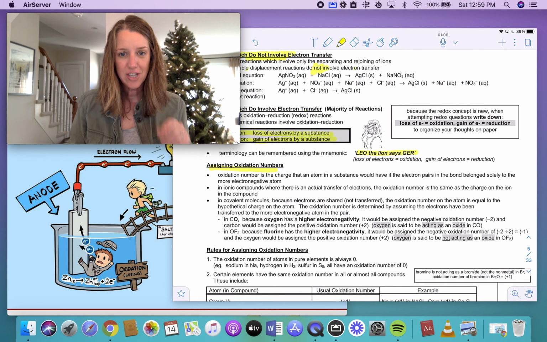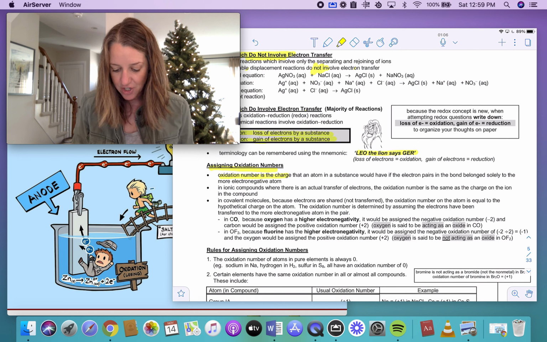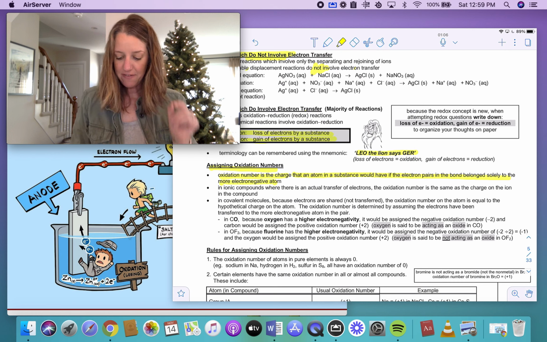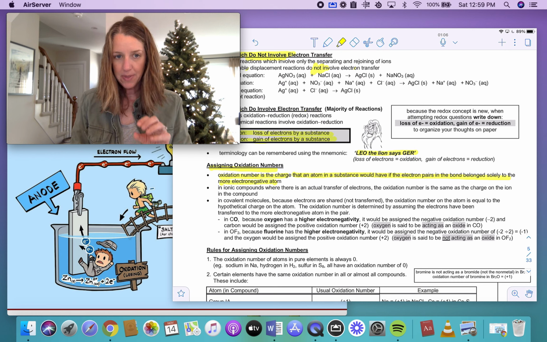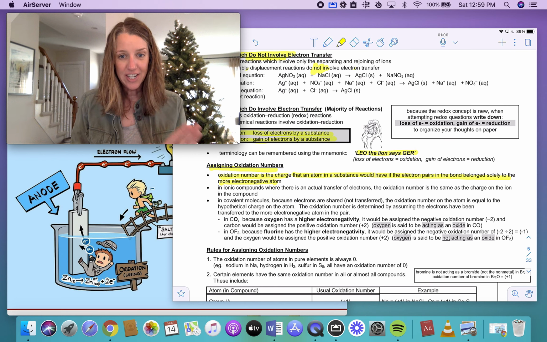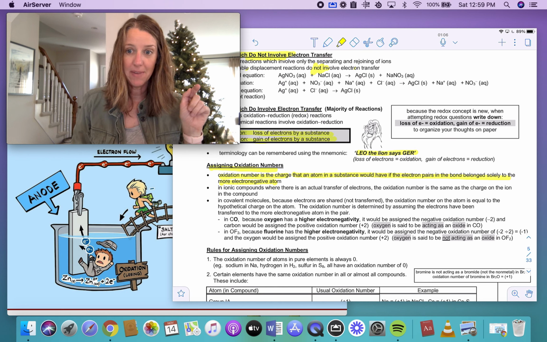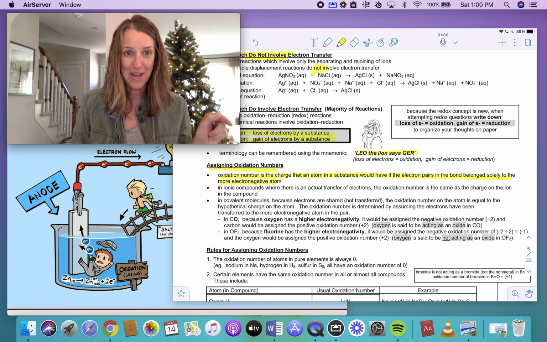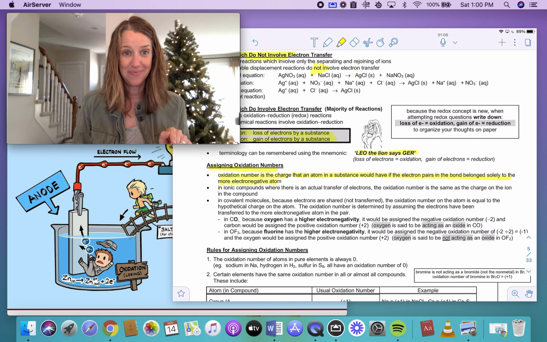So the oxidation number, by definition, is the charge that an atom in a substance would have if the electron pairs in the bond belonged solely to the one that was more electronegative. In an ionic compound, where there's an actual transfer of electrons, the oxidation number is the same as the charge of the ion in the compound. Sodium chloride: sodium has a 1+ charge. Its oxidation number is +1.